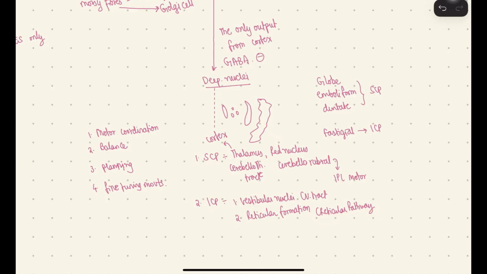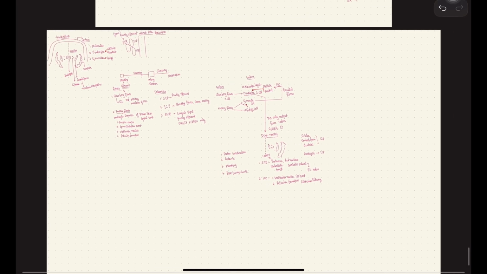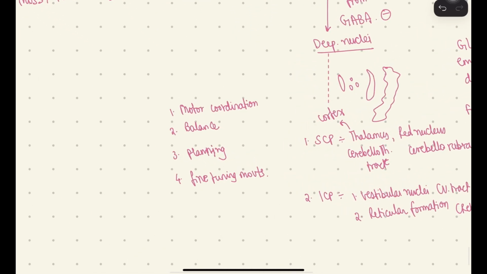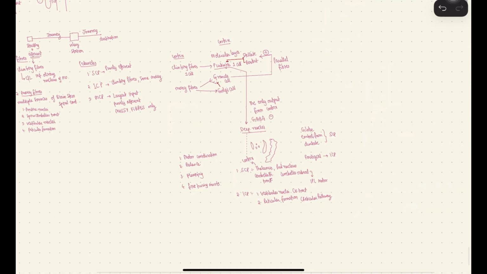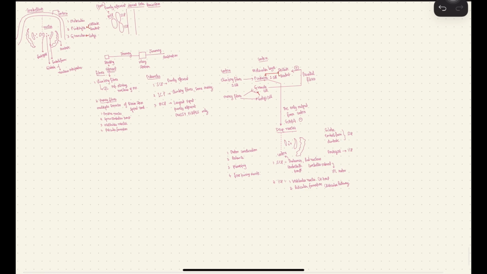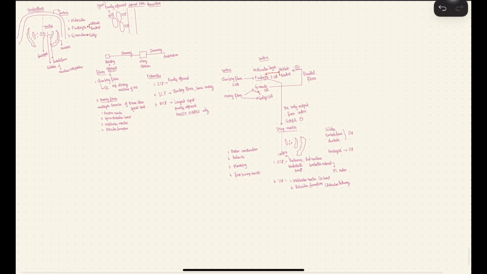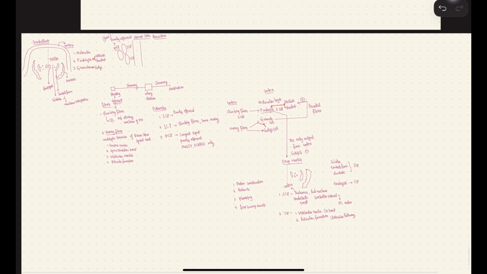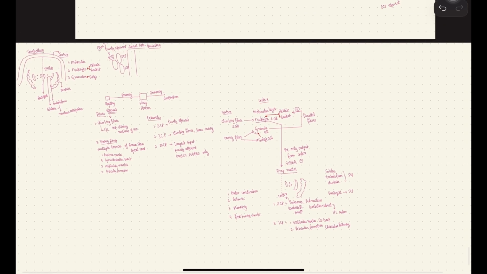So what is this entire system of excitation and inhibition for? It is essentially to maintain motor coordination, balance, planning, feedback inhibition, and fine-tuning of movements. I hope this makes sense and it's all put together, so you have a rough idea of what's happening. That's pretty much it. I hope this helps. Thank you.